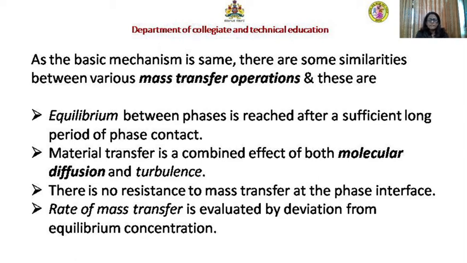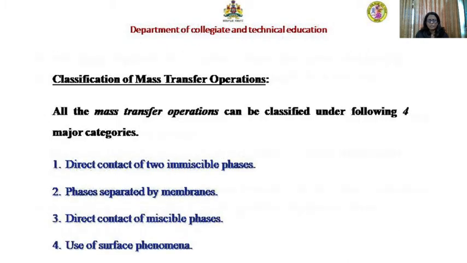Then the rate of mass transfer is evaluated by the deviation from equilibrium concentration. When mass transfer is taking place, equilibrium concentration is reached after a sufficient period of phase contact. How far the given system is from this equilibrium condition decides the rate at which the transfer of the component occurs between the phases. So these are the important similarities between the different mass transfer operations. That completes the characteristics of mass transfer operations.